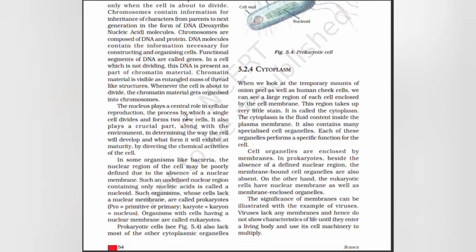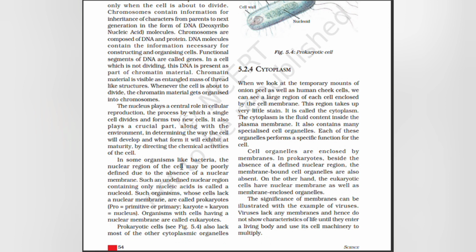The nucleus plays a central role in cellular reproduction, the process by which a single cell divides and forms two new cells. It also plays a crucial part, along with the environment, in determining the way the cell will develop and what form it will exhibit at maturity, by directing the chemical activities of the cell.